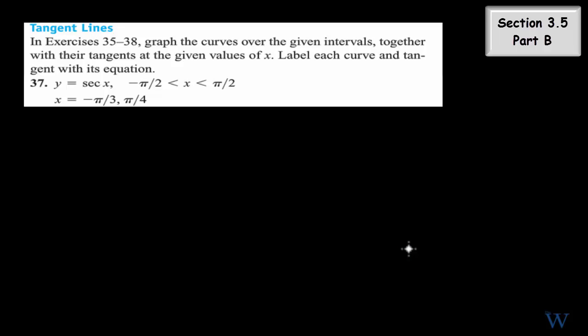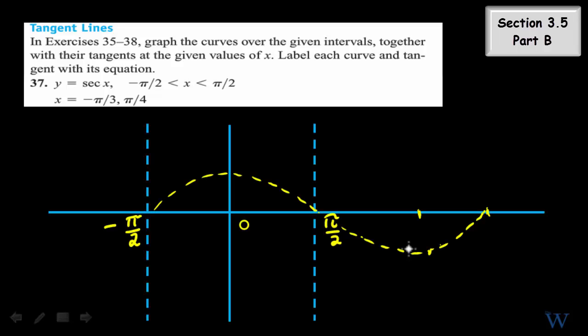Now here our graph is y is equal to secant of x. So what is secant of x? Remember, it's 1 over cosine of x. So if it's 1 over cosine of x, then let's go ahead and graph cosine of x first, right? Because secant depends on cosine. It's the reciprocal of cosine of x. So let's go ahead and graph the cosine of x.